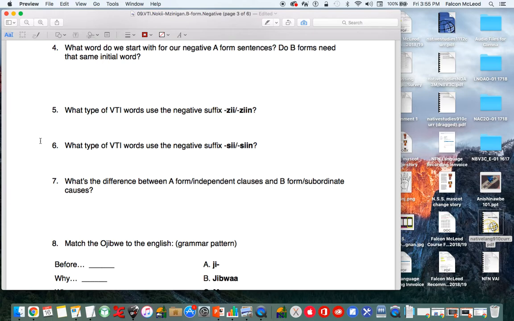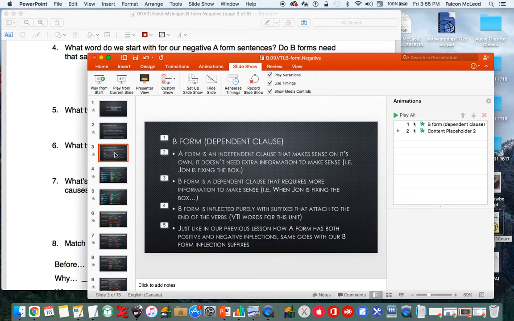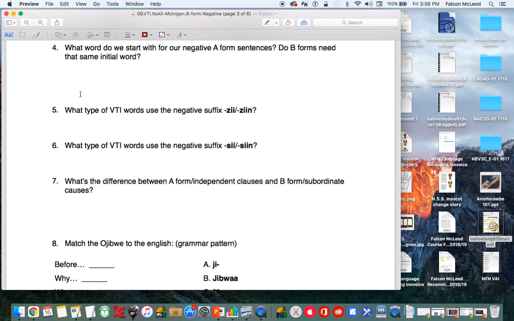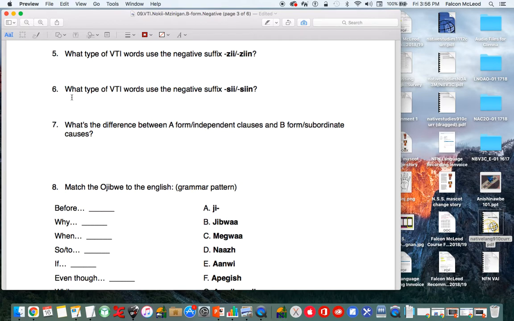All right. So number 4. What word do we start with our negative A form sentences? Do B forms need that same initial word? So we covered that in our lesson. Let's see here. So right here. What type of VTI words use the negative suffix z and zine? So that's from our negative A form lesson. So consult your notes on negative A forms for this one here, and same with this one. For see and seen, which ones used those? There's 2. We have 4 types of VTI words, and 2 of them use z and zine. And then 2 others use see and seen. I believe it's VTI 1 and 4s, 2 and 3s over here.